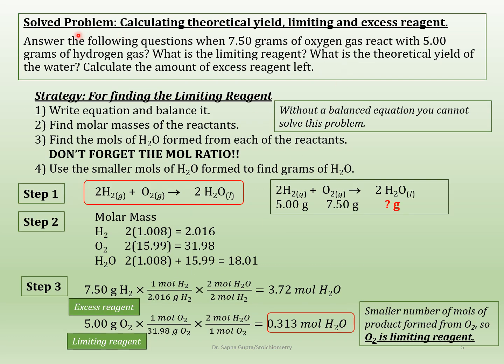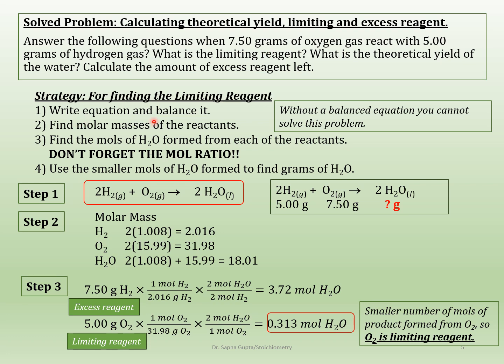So in this case, what are we doing? Answer the following questions when 7.5 grams of oxygen reacts with 5 grams of hydrogen gas. What is the limiting reagent? What is the theoretical yield of water? And calculate the amount of excess reagent left. Oof, too much to pack, or unpack, in this little question. So first of all, we are not even given any equation, right? So we have to do so much over here.